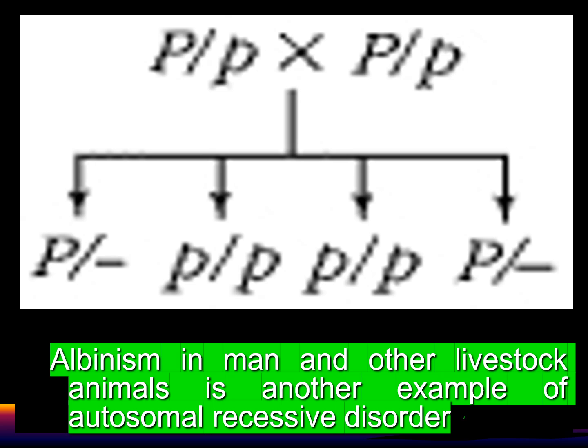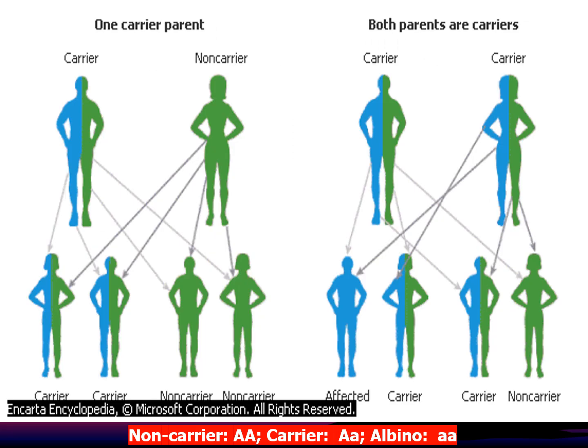Albinism occurs in man and in many other livestock animals, and is a typical example of an autosomal recessive disorder. Recall that albinism is a disease in which there is lack of melanin in the skin and in the eyes of the individual, and so they appear paler than normal. This is a chart to show us how albinism can come about. In the first one here, we have a carrier father who married a non-carrier woman, or mother.